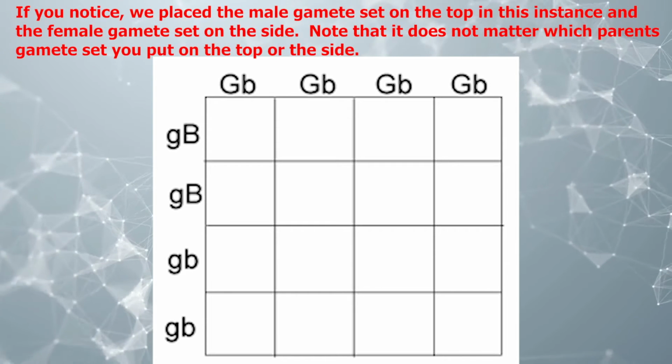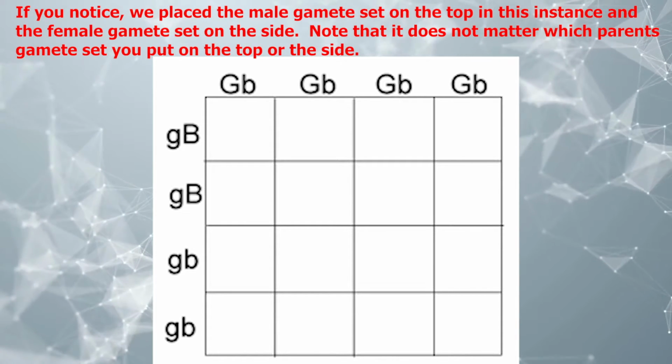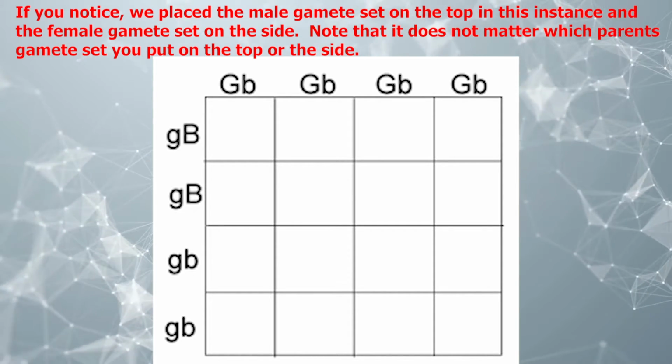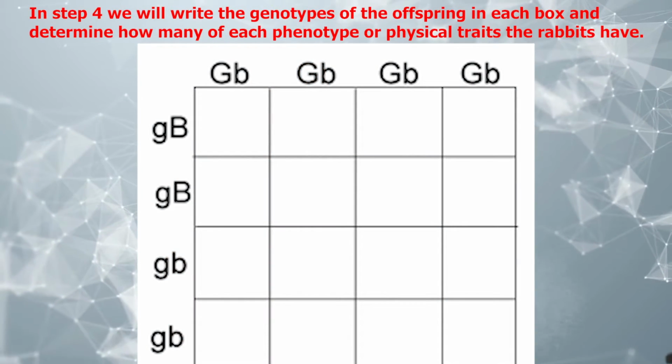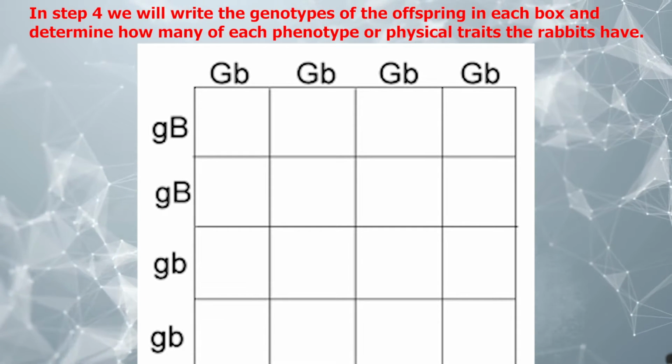If you notice, we placed the male gamete set on the top in this instance and the female gamete set on the side. Note that it does not matter which parent's gamete set you put on the top or the side. In step 4, we will write the genotypes of the offspring in each box and determine how many of each phenotype, or physical traits, the rabbits have.